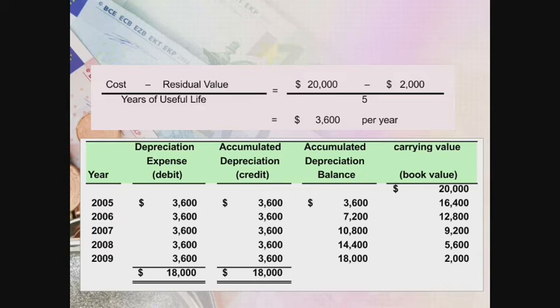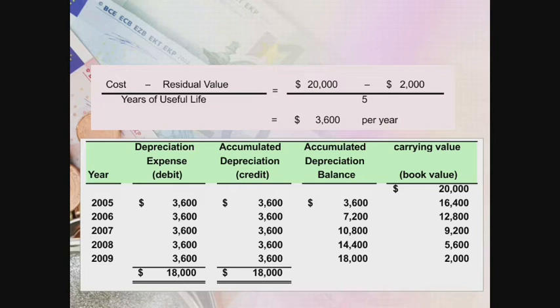So in the first year, accumulated depreciation is 3,600. How can we calculate carrying value? Carrying value or book value is the same thing: cost of asset minus any accumulated depreciation. So cost is 20,000 and accumulated depreciation is 3,600. By reducing 3,600 from 20,000, this will give you 16,400.